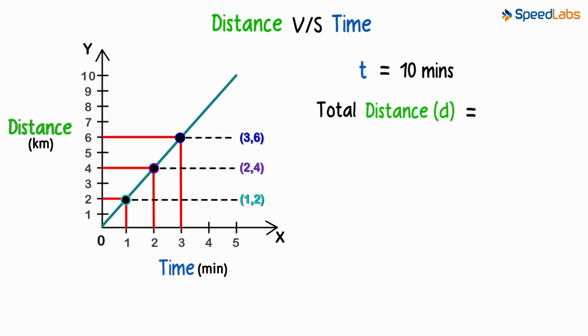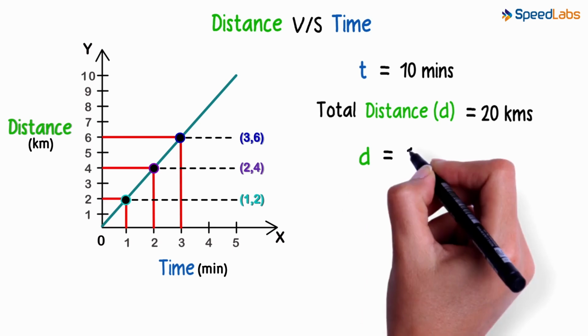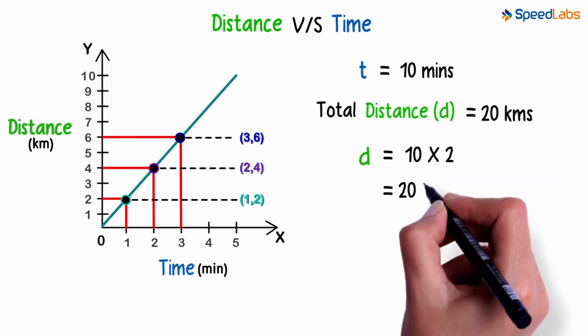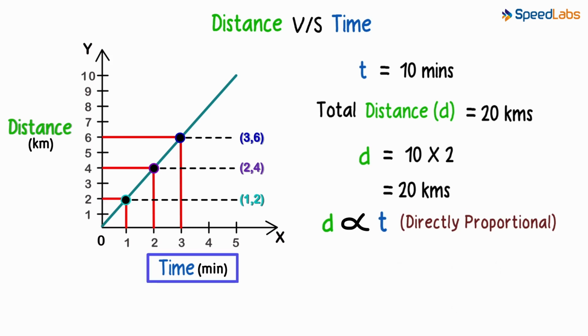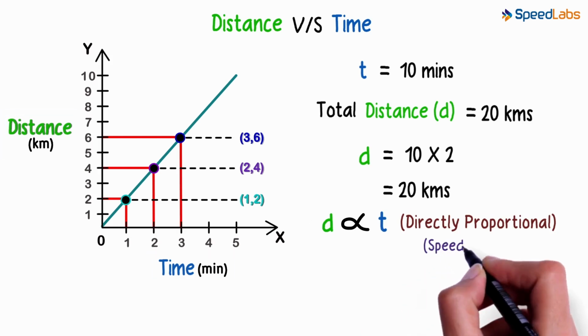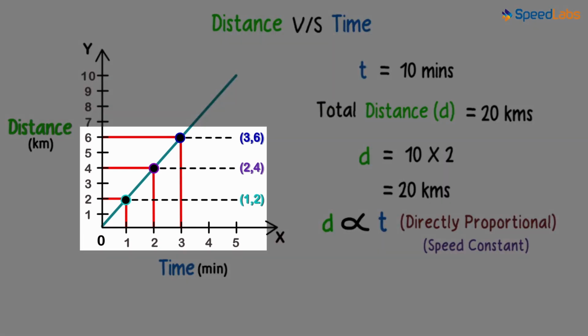Correct. The total distance covered would be 20 kilometers. We can use the graph seen to arrive upon the answer, but we could also calculate the total distance as 10 times 2 kilometers, which is 20 kilometers. As the vehicle is in a state of uniform motion, the distance covered will be directly proportional to the time. If the time is increased by a certain factor, the distance will also be increased by the same factor. In this particular case, the speed remains constant at 2 kilometers per minute.